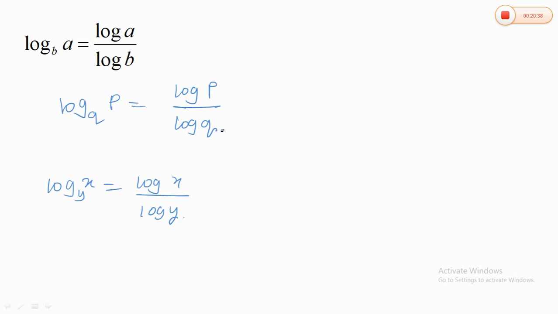We are converting log a to the base b into logs with a common base. Here both bases are the same, that is log to the base e, the Napier base conversion. At present you should not worry about this one. Just remember the formula that I have given here.